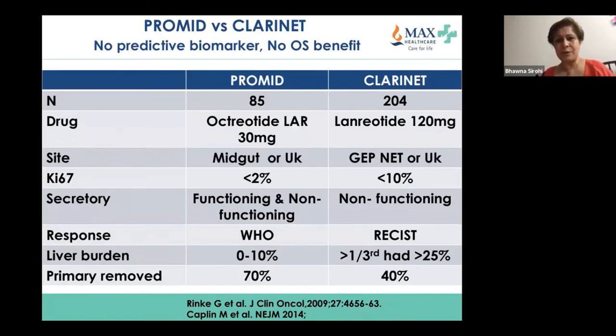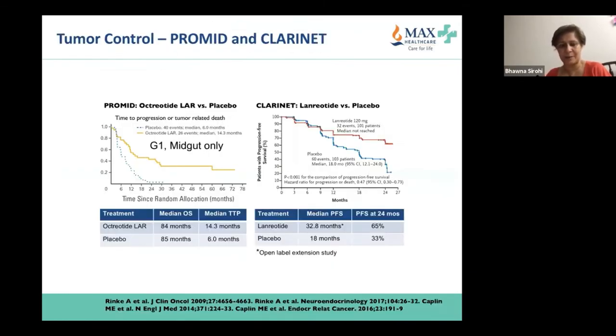So these were the 2 trials actually for the medical oncologists. This is very important: CLARINET and PROMID. CLARINET had lanreotide and CLARINET had GEP-NETs. And that's why I was saying that even though the octreotide was only in mid-gut, we tend to use it in pancreatic tumors as well, because lanreotide is not available in India. And 70% in the PROMID trial had the primary removed, while in CLARINET about 40% had the primary removed.